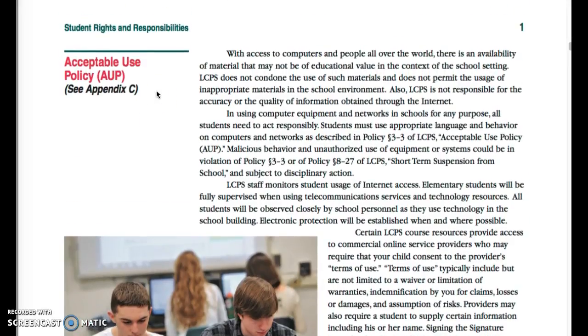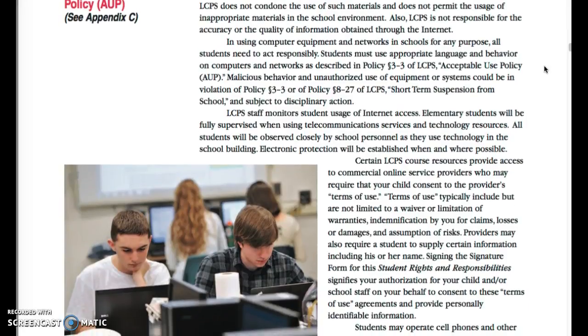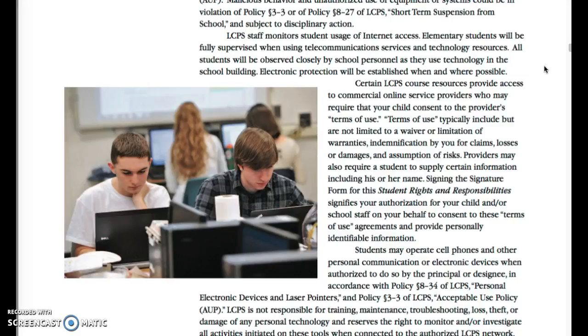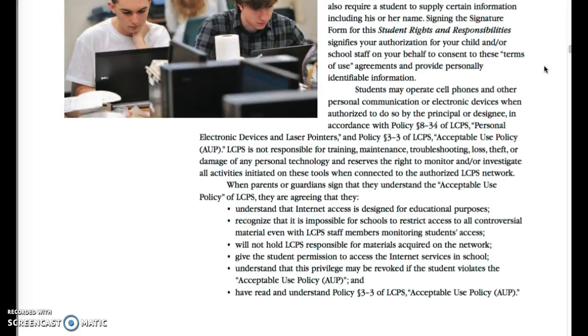So here is the Student Acceptable Use Policy in the Student's Rights and Responsibilities Handbook. It is on the very first page, and this part basically describes why we have an AUP, what it's for, the consequences for not following the AUP, and also describing that they need to sign a form in order to be able to use technology, because it is a privilege and not a right. And so it describes that the parents and students are responsible for their actions as far as on the internet, in a school, or using any technology that is provided by the school.